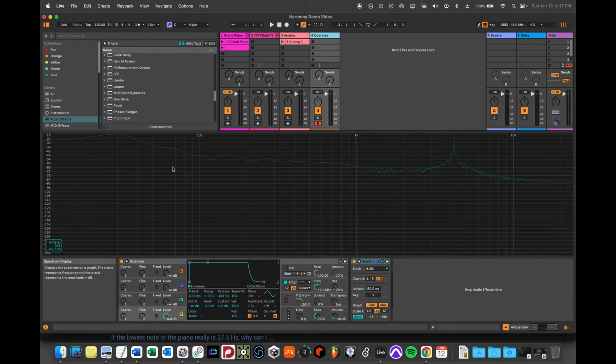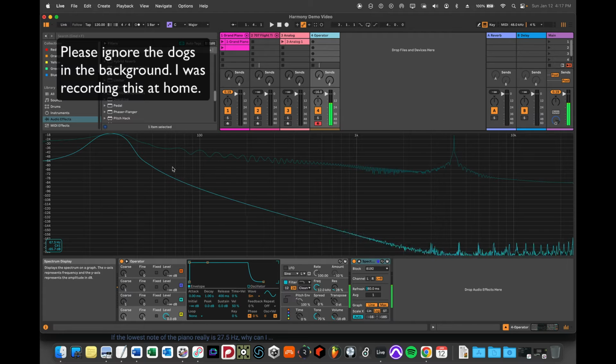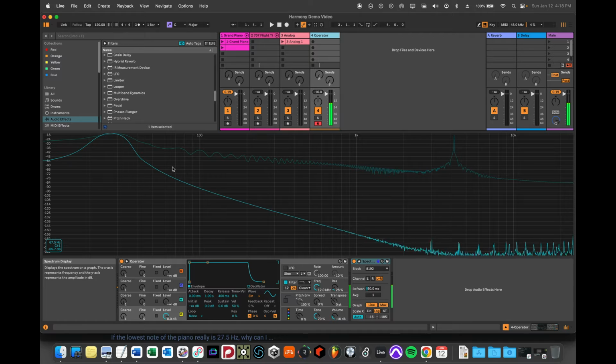I have an 88 key MIDI controller hooked up to my system here, and if I play the very lowest note, you might be hearing a low rumble, or you might be hearing nothing at all if your speakers can't go this low. This is a low A on the piano, and it is 27.5 hertz. If you look at this frequency graph, this is the 20 hertz line, this is the 30 hertz line, and so you can see that this is 27.5 hertz.